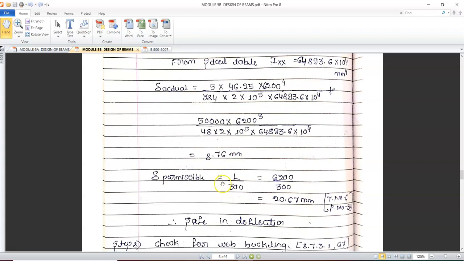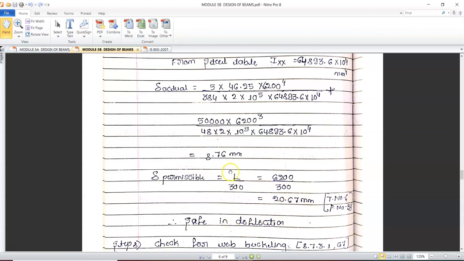Now this actual deflection should be less than the permissible deflection. The permissible deflection is calculated as L by 300. We'll show the reference for L by 300 from table number 6, page number 31. So L is 6200 divided by 300, that is 20.67. The actual deflection is 8.76 mm and the permissible deflection is 20.67. Therefore, the actual deflection is less than the permissible deflection, so the beam is safe in deflection.